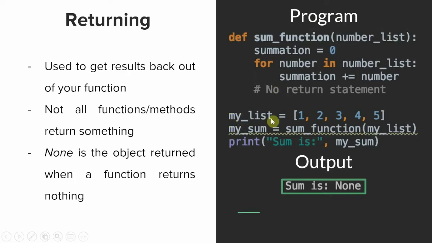So if we look at this, my list equals 1, 2, 3, 4, 5 like before, and the code is pretty much all the same, except that there is no return statement. So when you actually print this, what is returned is a None object. That pretty much says that there is no answer to return. What are you asking me for?